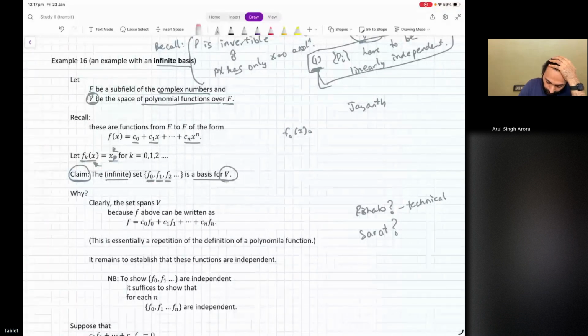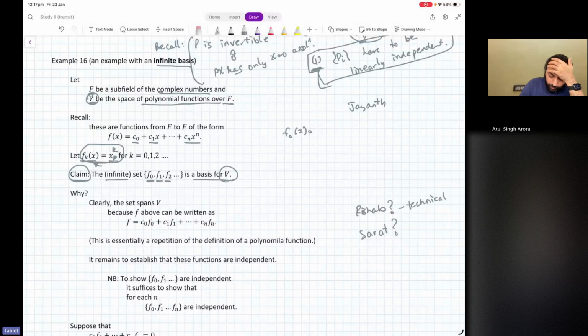Is what? C0? No, this is the definition. F sub k, oh, here, 1, 1. Sorry. F is, okay, so what is f1? X. Exactly, okay, and so on. So fk of x is x to the k, right? That is the definition. And what is the claim?